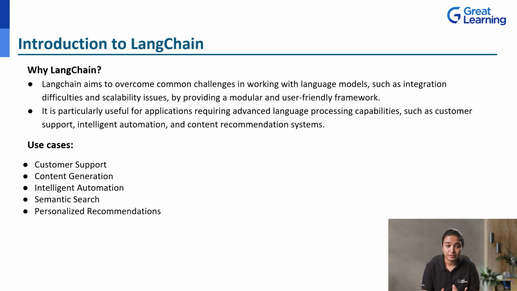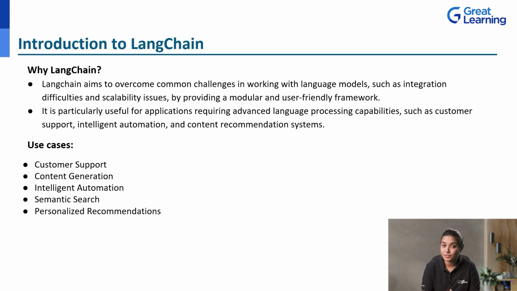Then comes intelligent automation. Again, automation, ChatGPT. It's not only that, you have many other robots also. If you want to build something, a basic robot, you can use this framework to create that thinking ability by using the language models available in LangChain. So, intelligent automation helps there.